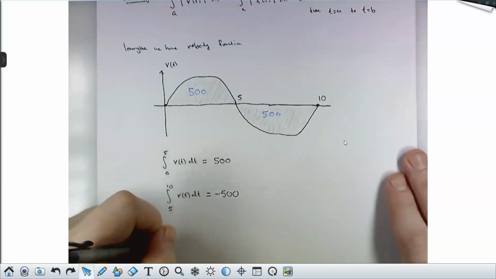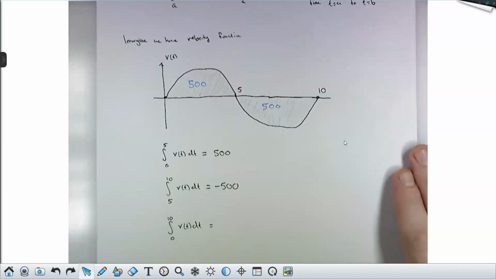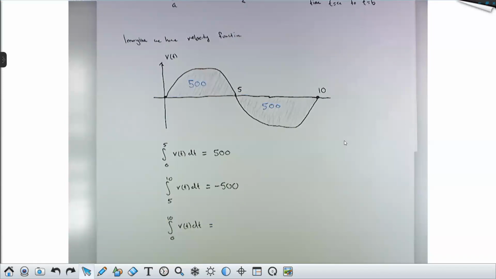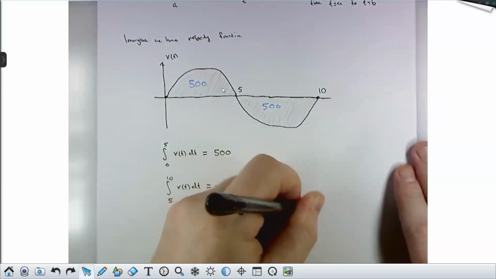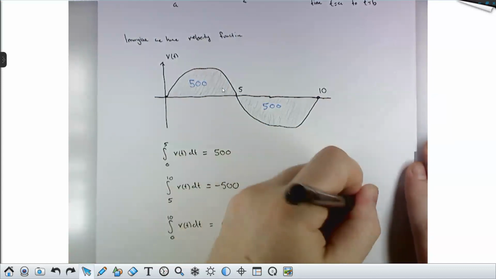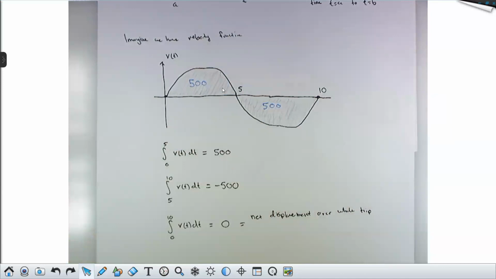The integral from 0 to 10 of v of t dt would be what? This is the whole thing. It's not going to be 1,000, not this one. One of the questions I'm going to ask will be like this. This one's going to be 0, right? I have a positive 500 from this and a negative 500 from this. They cancel perfectly. So this would be 0. And this is my net displacement over the whole trip. So right, I walk to the grocery store, I realize I forgot my wallet, I turn around and walk back. My displacement is 0. I end up where I started.